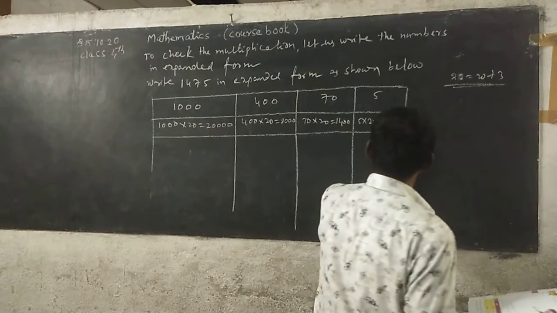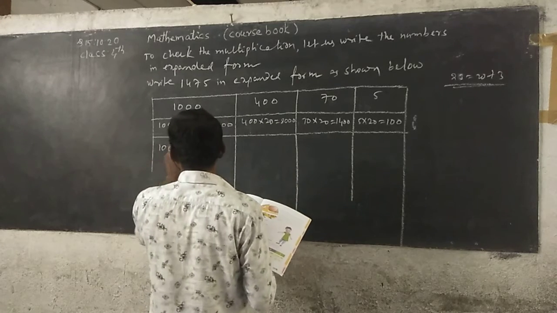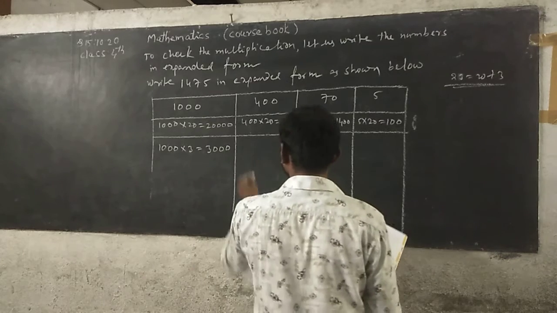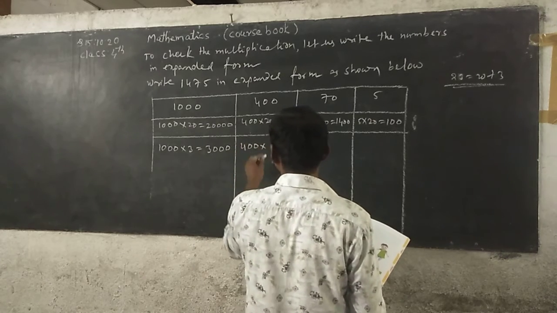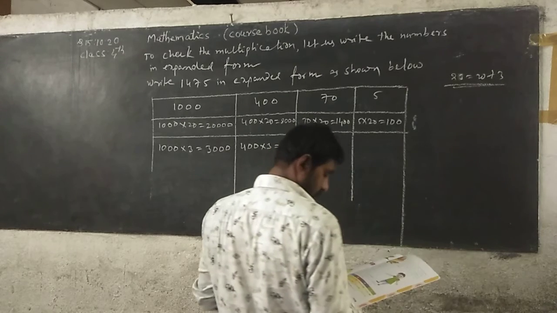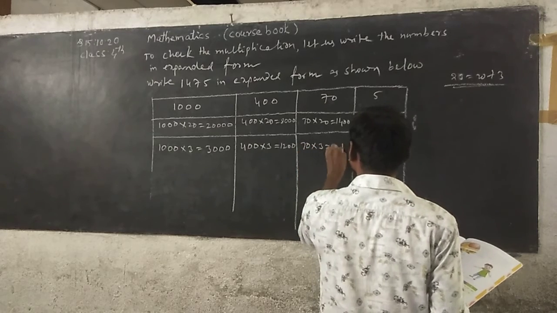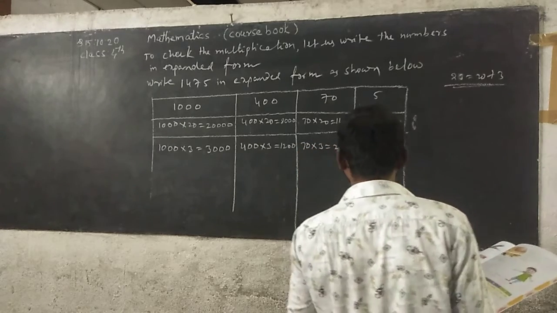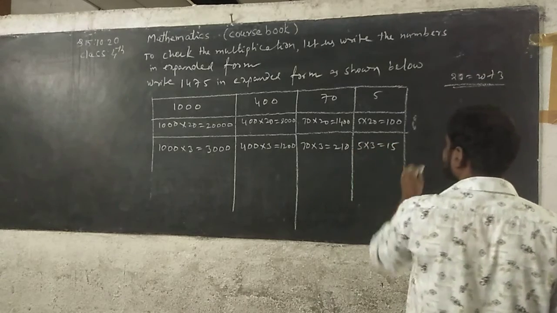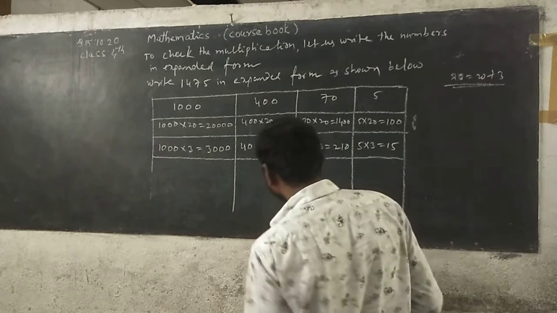So now next, multiply with 3. See here, 1000 into 3, you get 3000. Next, 400 into 3, you get 4 3s are 12, 1200. Next, 70 into 3, 210. Next, 5 into 3, you get 15. Listen carefully here.